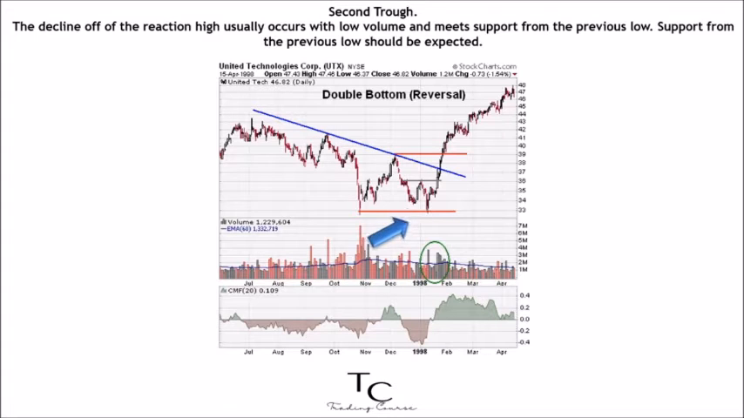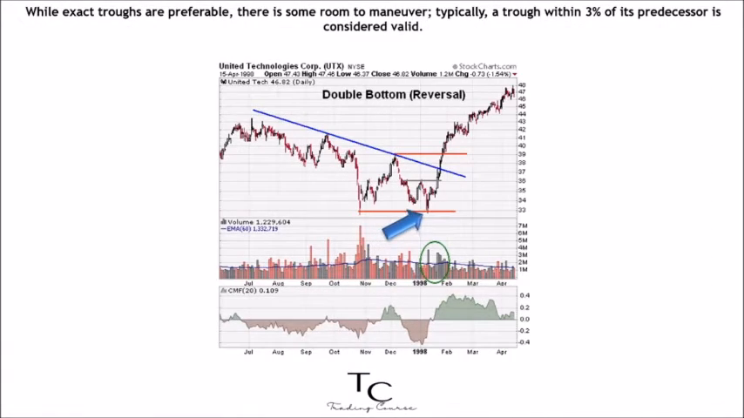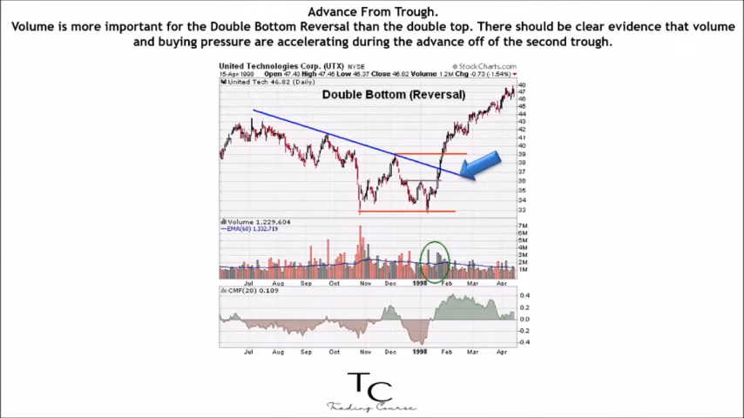Second trough. The decline off of the reaction high usually occurs with low volume and meets support from the previous low. Support from the previous low should be expected. Even after establishing support, only the possibility of a double bottom reversal exists, and it still needs to be confirmed. The time period between troughs can vary from a few weeks to many months, with the norm being 1 to 3 months. While exact troughs are preferable, there is some room to maneuver. Typically, a trough within 3% of its predecessor is considered valid.